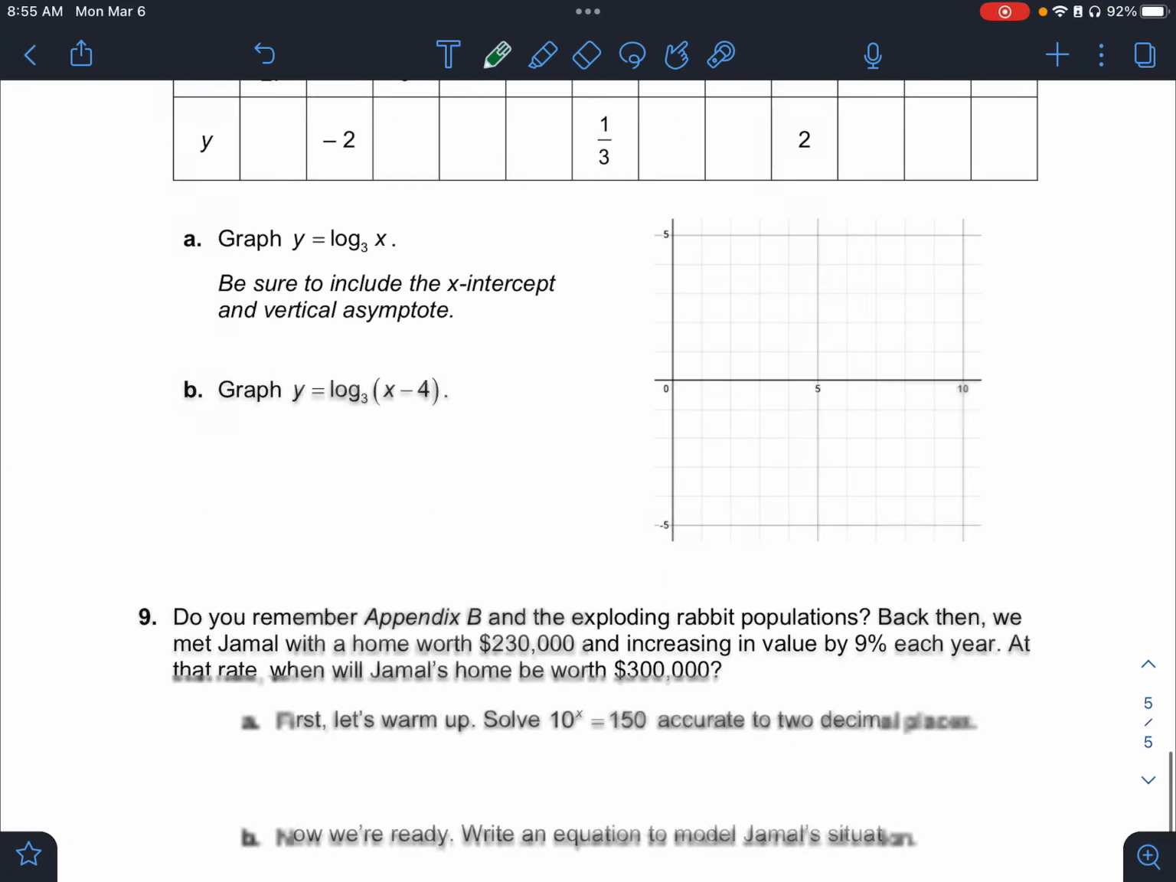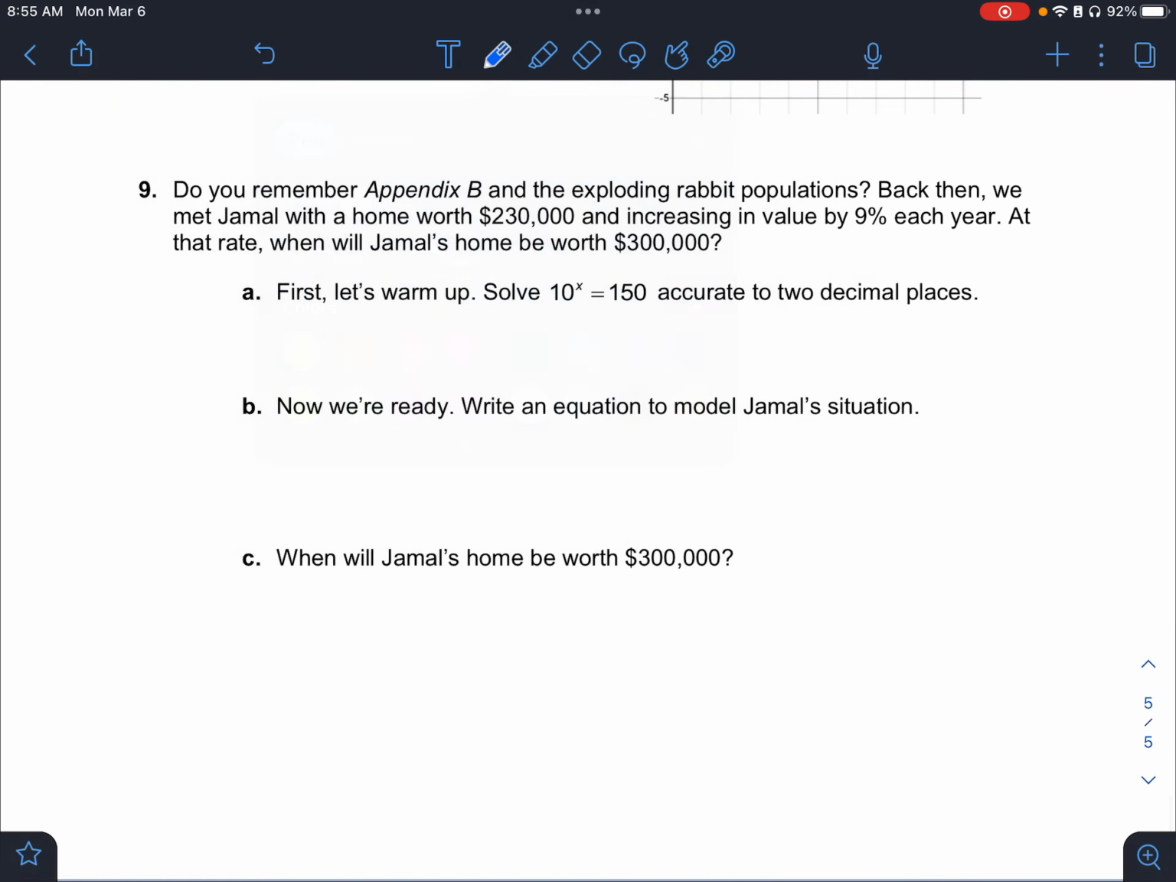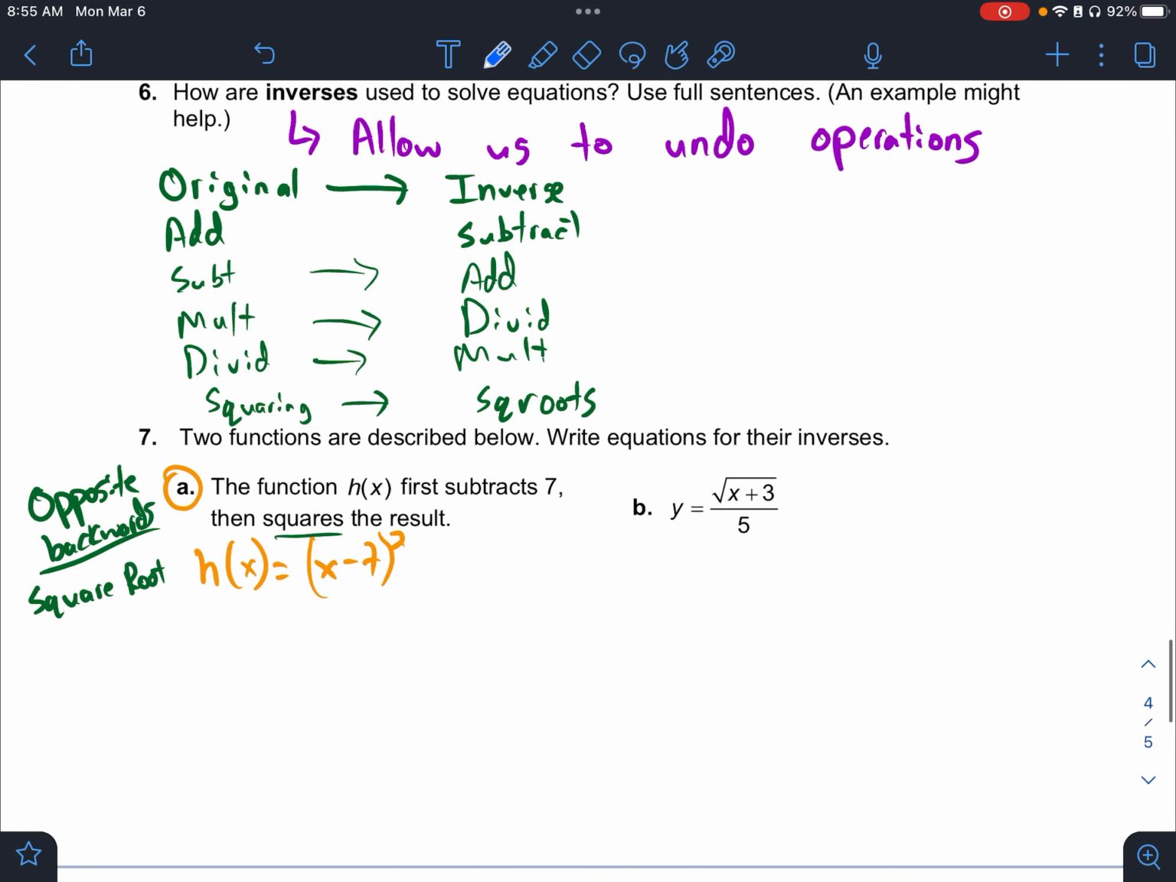Sorry, things are flying all over the place here for me. Instead of subtracting 7, I'm going to add 7. So then my inverse function, f inverse of x, is the square root of x, adding 7. As simple as that.